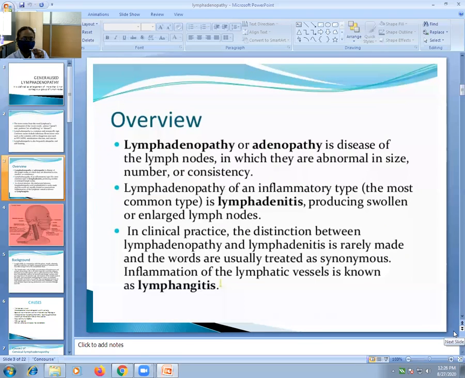So lymphadenopathy or adenopathy is a disease of lymph nodes. That means it is the enlargement of lymph nodes. It can be inflammatory, and that is called lymphadenitis also, producing swollen enlarged lymph nodes. So we can call it lymphadenitis or lymphadenopathy. The distinction between lymphadenopathy and lymphadenitis is rarely made and the words are used in exchange for one another.